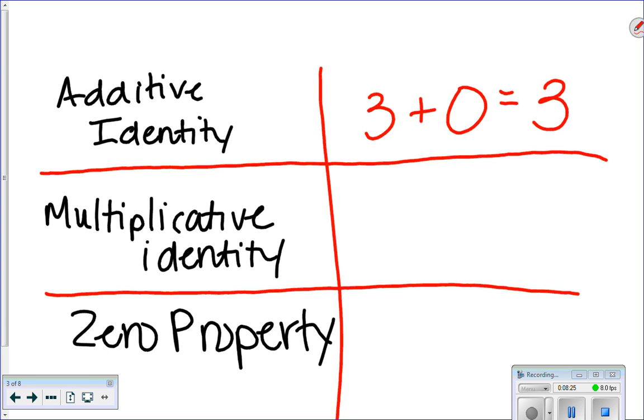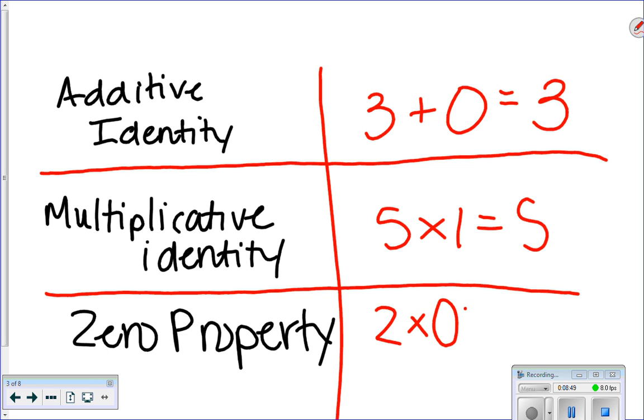Now, multiplicative identity is a little different. What number do you have to multiply by so it stays the same? 1, right. So it'd be like 5 times 1 equals 5. That's the multiplicative identity property. When you multiply by 1, it says its own name in the answer. And then last but not least is our 0 property. This would be like 2 times 0 equals 0. Anytime you multiply by 0 and you get an answer of 0, that's the 0 property.